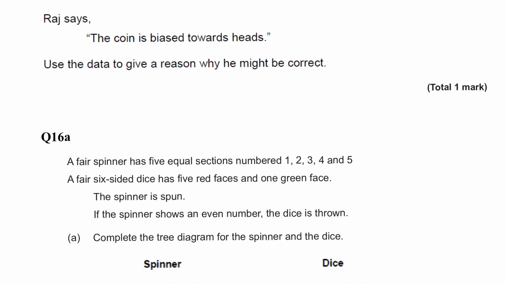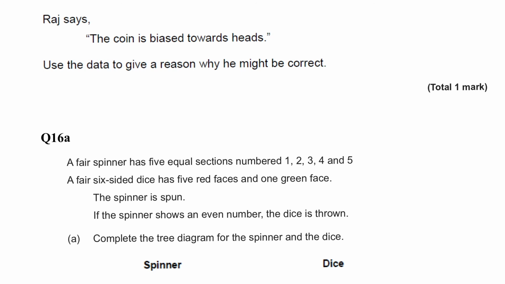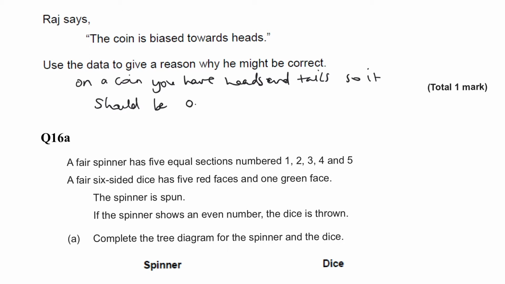Then it now says Raj says that the coin is biased towards heads, so use the data to give a reason why he might be correct. Well, we know that on a coin you've got heads or tails, so theoretically that should be a 50-50 chance. So it should be 0.5 for heads, but it's not.